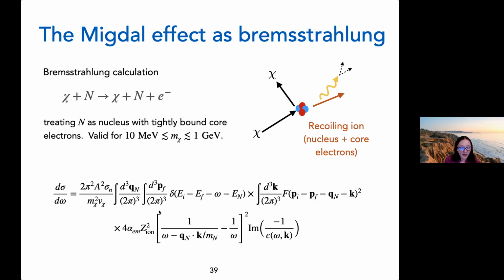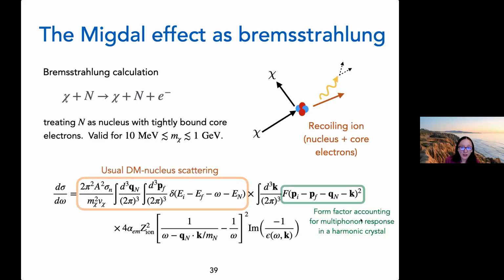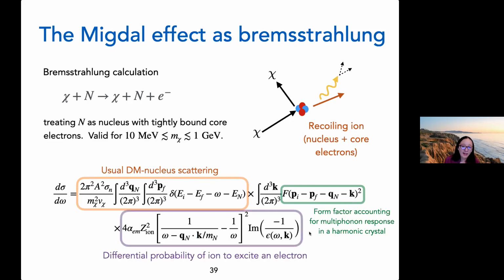And so if you do that calculation, what we found was that you could write the dark matter scattering rate in terms of the usual dark matter nucleus scattering, some sort of form factor accounting for the fact that we have a crystal with all these nuclei, and you can think of them as harmonic potentials. And then the last part is the probability to excite an electron, and there you now see this energy loss function appearing, for the reason that I mentioned, because we can think of the nucleus as a probe leading to excitations.